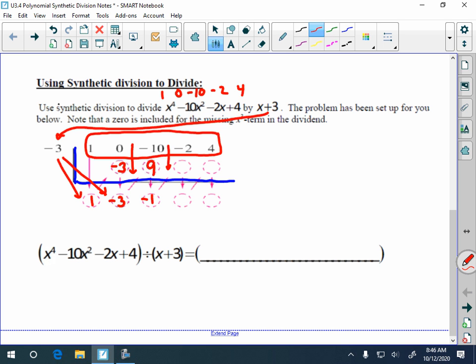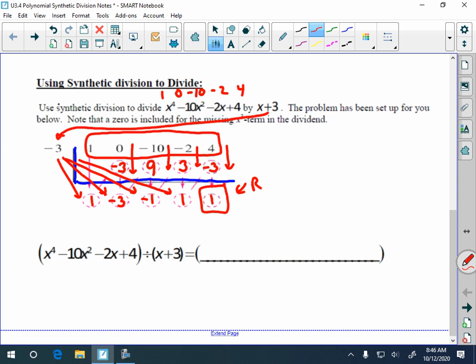And then we multiply negative 3 times negative 1. That's positive 3, carried on the inside. And then we add down, negative 2 plus 3 is 1. Then we multiply again. Negative 3 times 1 is negative 3. We add down, and that's positive 1. So this last number again, this is my remainder. So now we're going to go ahead and write the answer.